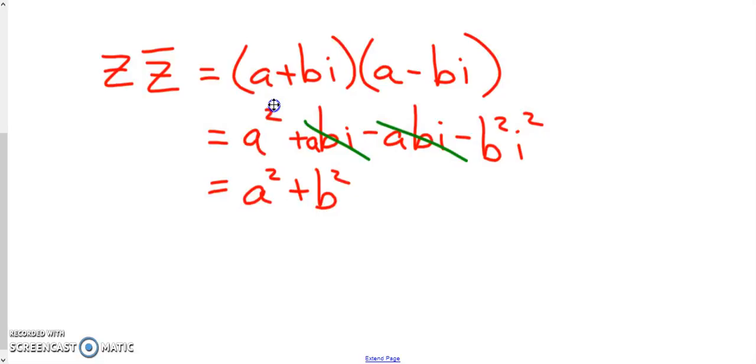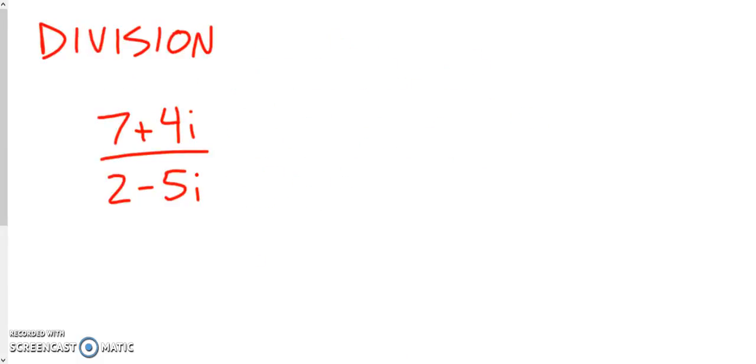So, if I multiply this denominator by its conjugate, I'll get a real number down there, and then I can divide by it. But whatever I multiply the bottom by, I got to multiply the numerator by, correct? So, what am I going to multiply top and bottom by here? Yeah, 2 plus 5i.